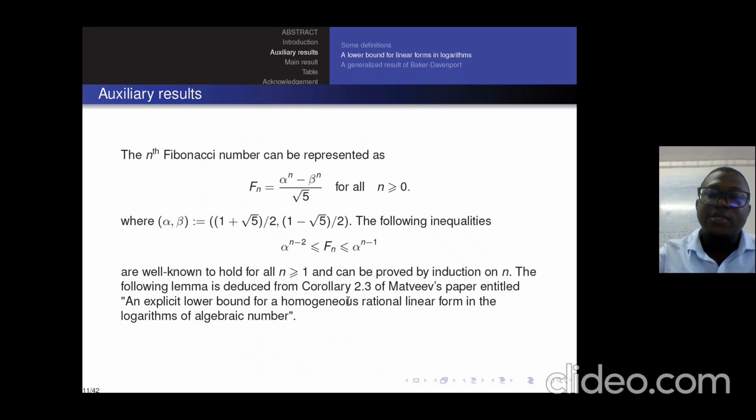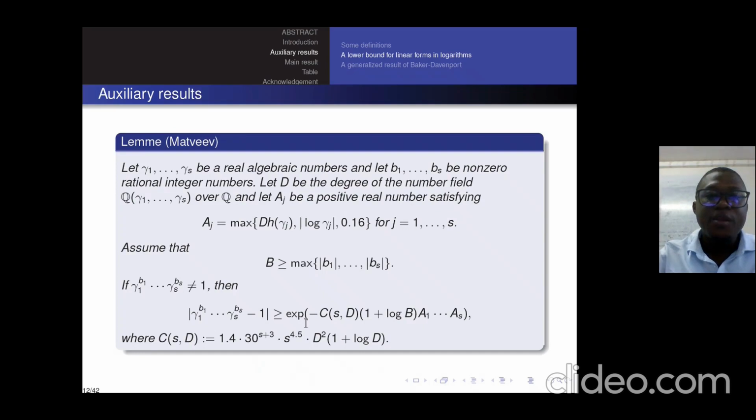corollary 2.3 of Matveev's paper entitled An Explicit Lower Bound for a Homogeneous Rational Linear Form in the Logarithms of Algebraic Numbers. The Matveev theorem can be stated like this. When we have gamma_1 up to gamma_s, real algebraic numbers, and b_1, b_2 up to b_s, non-zero rational numbers, let D be the degree of the number field Q(gamma_1, ..., gamma_s) over Q, and let A_j be a positive real number satisfying this condition.